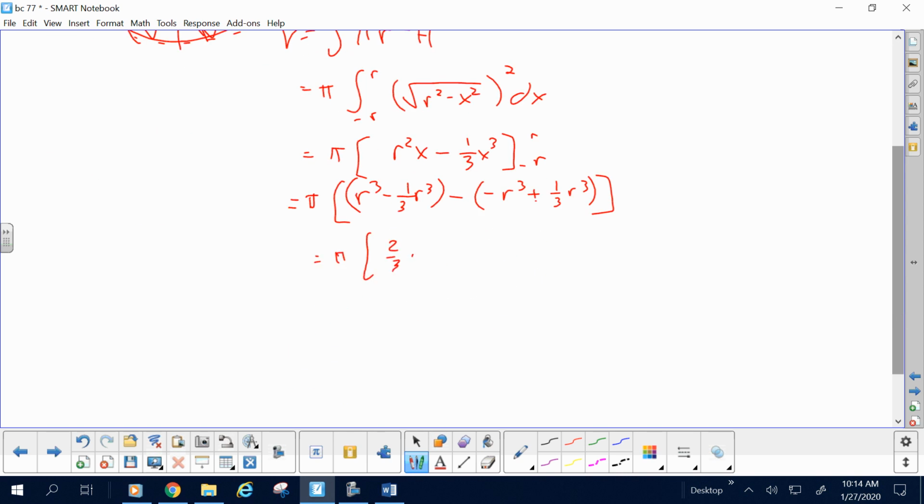2/3 r cubed minus, and what's negative r cubed plus 1/3 r cubed? Negative 1 plus 1/3 is negative 2/3 r cubed. And what is 2/3 r cubed minus negative 2/3 r cubed? 4/3 r cubed times pi. The volume is 4/3 pi r cubed. Oh, sweet. Yes, indeed. Awesome. All right.